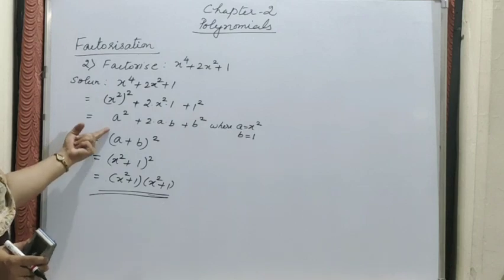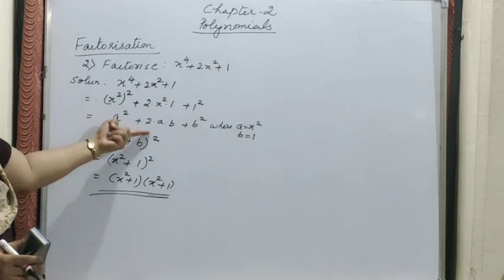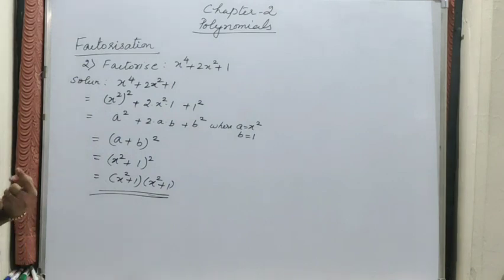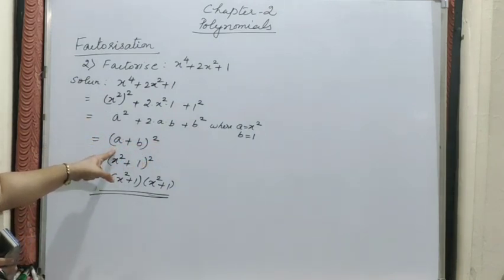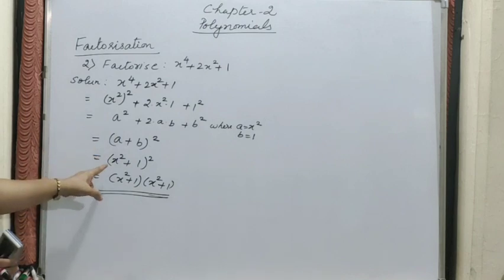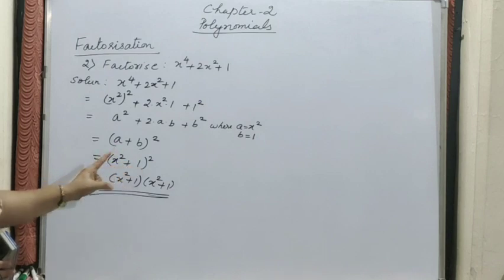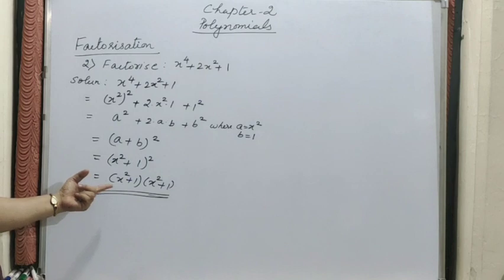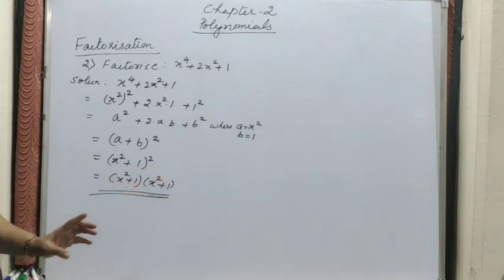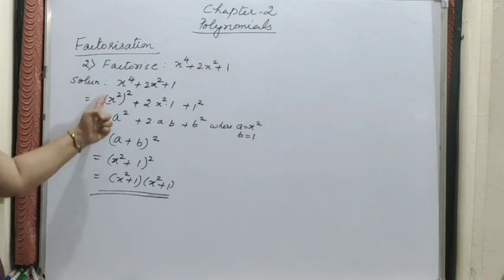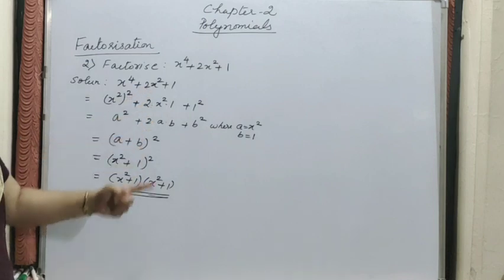So now we are writing the identity form a square plus 2ab plus b square, where a equals x square and b equals 1. If that is the condition, what is the equivalent identity? a plus b whole square. So what are a and b? x square and 1. So we replace that: x square plus 1 whole square. So the whole square we should not keep. What should we do? x square plus 1 into x square plus 1. Now we got the least powers, and also the product. So these are called the factors of x raised to 4 plus 2x square plus 1.